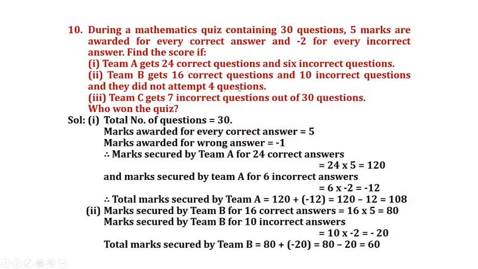Observe here, this is the negative marking quiz. So for every correct answer they will get plus 5 marks, and every incorrect answer they will get minus 2 marks, and if they did not attempt they will get 0 marks. Okay, so now I am doing this problem in 3 parts. So first part is Team A gets 24 correct questions and 6 incorrect questions. So how many marks he will get, I will find out now.